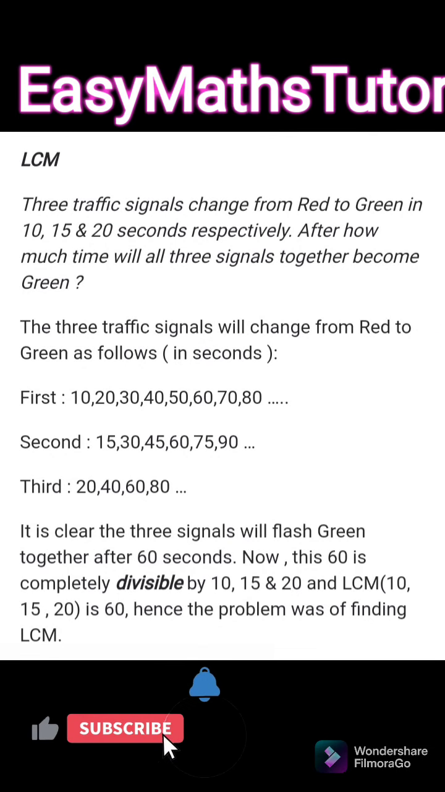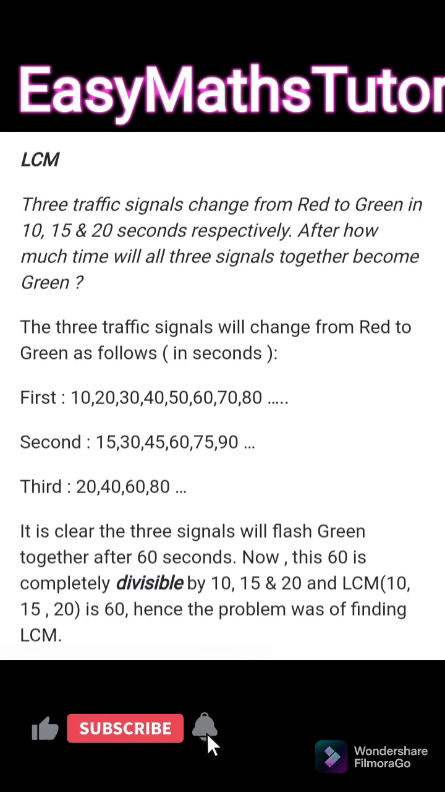Three traffic signals change from red to green in 10, 15, and 20 seconds respectively. After how much time will all 3 signals together become green? So how do we solve this? First of all, the 3 traffic signals will change from red to green as follows in seconds.